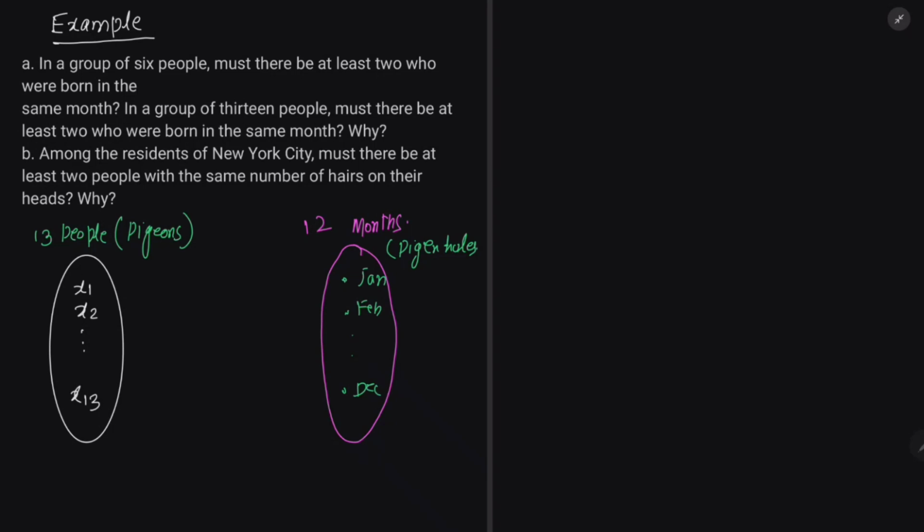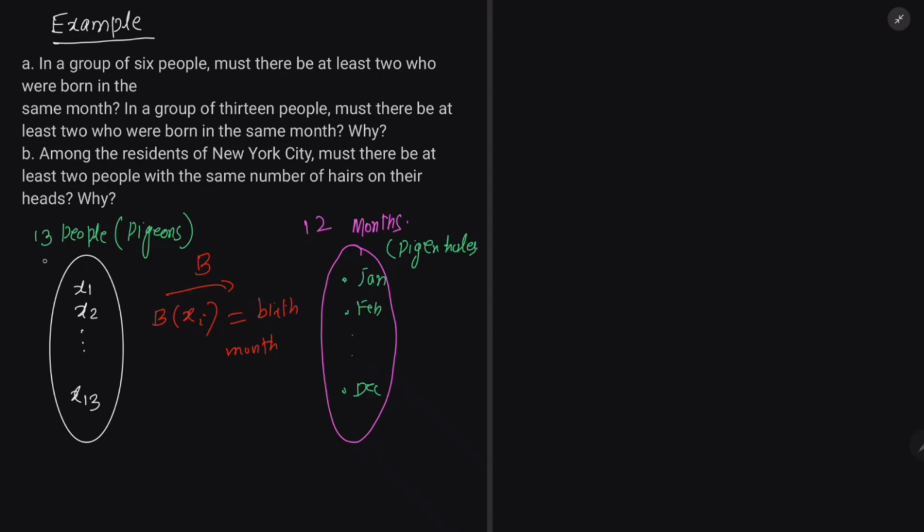So you can make a function, for example b, that takes a value from the 13 people, b of xi, and then you get the birth month.